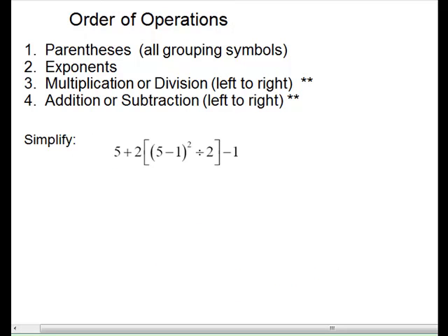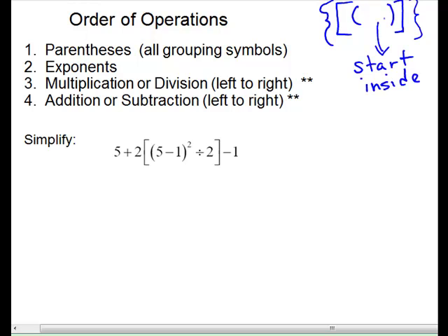Next, we'll look at a problem that has nested grouping symbols. So it has layers inside each other. Nested symbols, if you only have one set, they will look like parentheses. If you have another set, it will probably look like brackets. And if you're unfortunate enough to have a third set in the same problem, it will look like braces. You want to start inside and work your way out. Nice and slow. They all do the same job as parentheses. They just look different so you can tell where one stops and another starts.